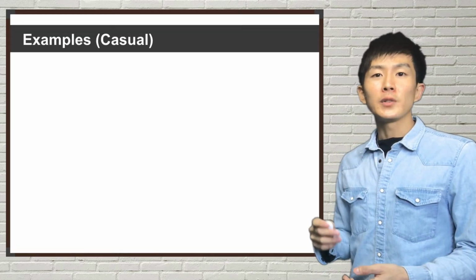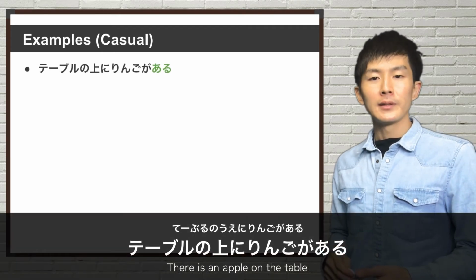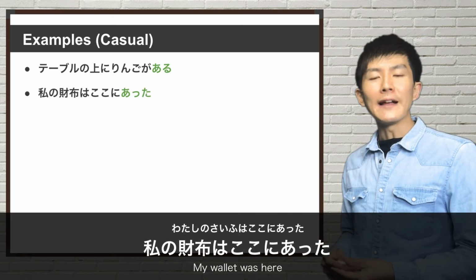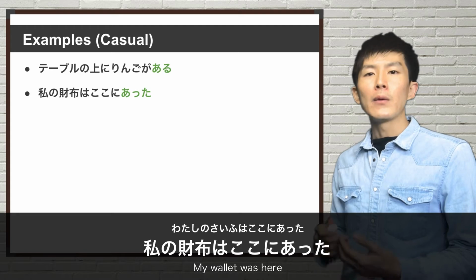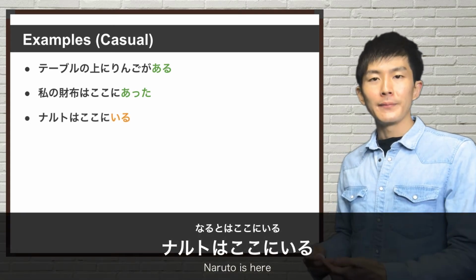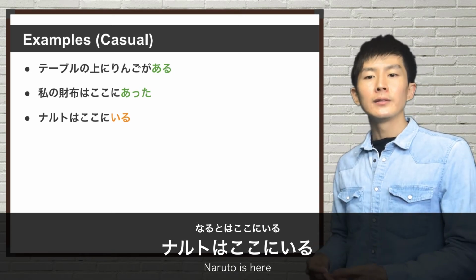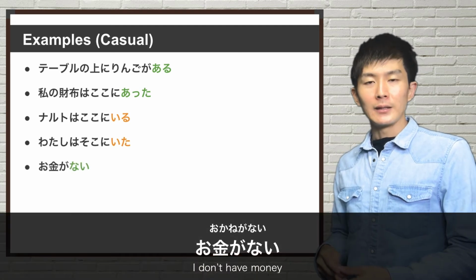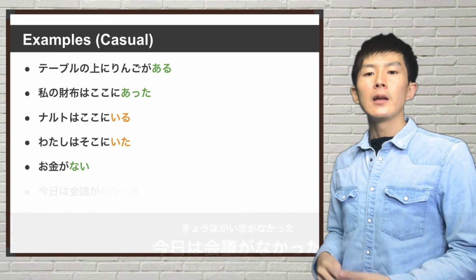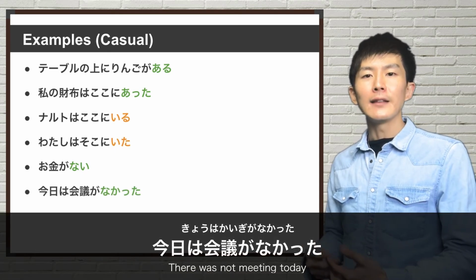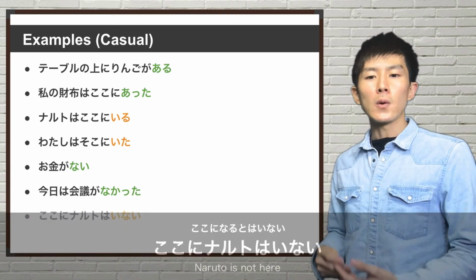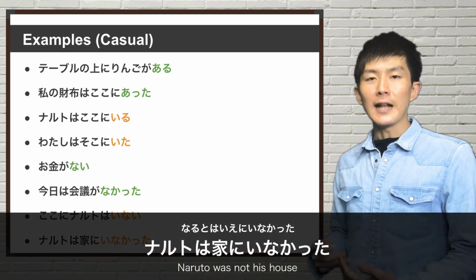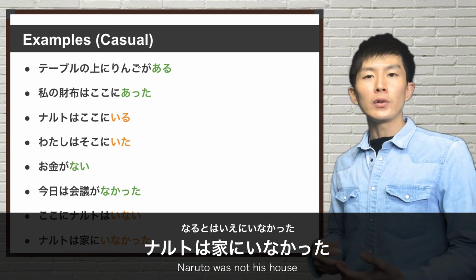Okay, so let's take a look at the example sentences. テーブルの上にリンゴがある。There is an apple on the table. 私の財布はここにあった。My wallet was here. ナルトはここにいる。Naruto is here. 私はそこにいた。I was there. お金がない。I don't have money. 今日は会議がなかった。There was no meeting today. ここにナルトはいない。Naruto is not here. ナルトは家にいなかった。Naruto was not at his house.